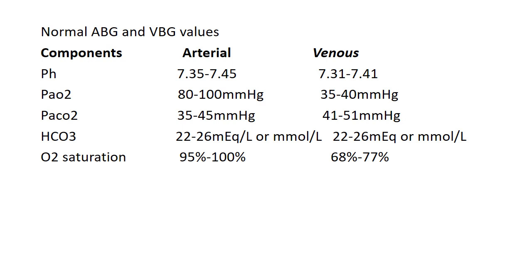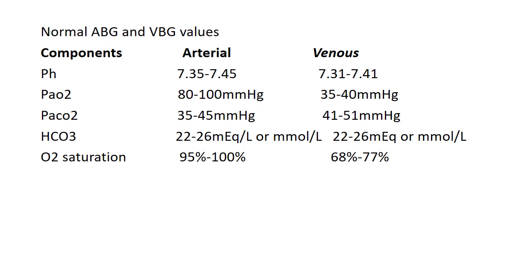And PaCO2 35 to 45 millimeter mercury. For calculation purposes, we take 40 as normal. And for venous 41 to 50 millimeter mercury, and bicarbonate 22 to 24 millimoles per liter. For calculation purposes, we take 24 as normal. In venous, the same. Oxygen saturation 95 to 100% normal. In venous 68 to 77% normal.